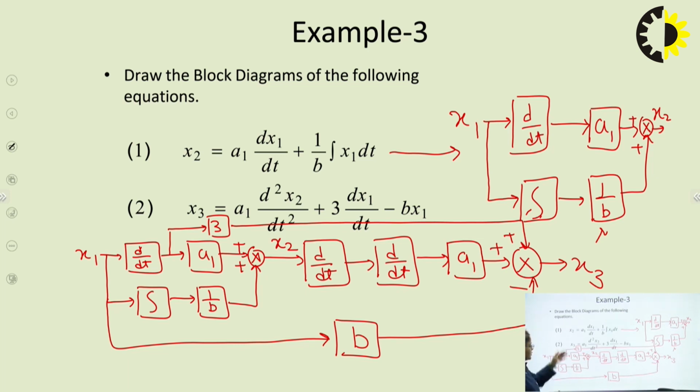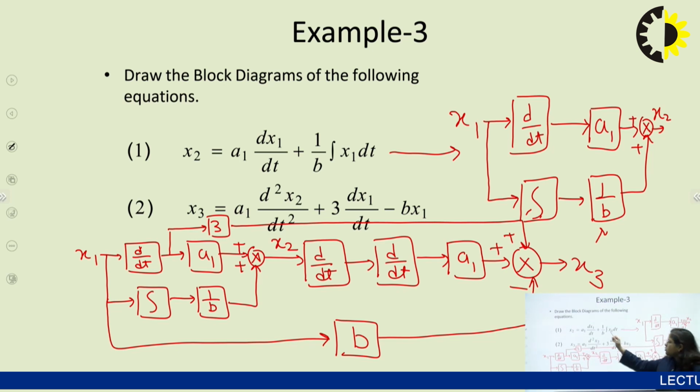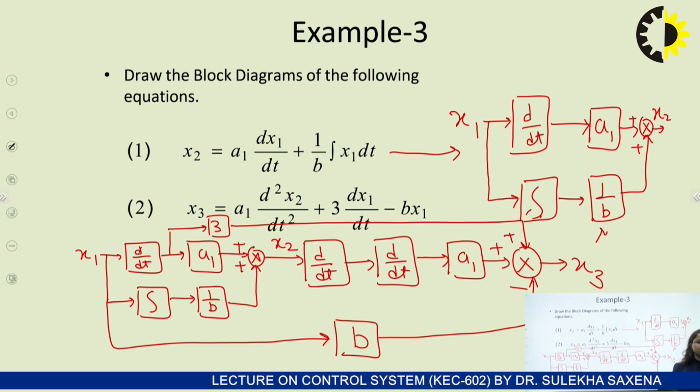So we can easily say that we can design a block diagram using an equation by simply passing input to output through all the blocks, and the blocks are given directly in the equation. For example, using x1 we can generate x2 by using equation 1, and then using x2 and x1 we can generate x3 using equation 2. So this is the overall block diagram of equation 2.